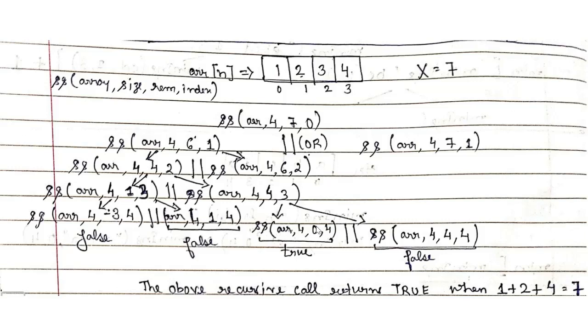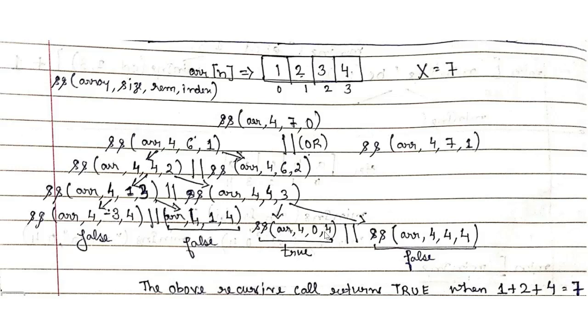As soon as I recurse for array 4, 0, 4, what does this say? This says, look, that I am left with 0 sum. What does this 0 signify? This 0 signifies that I already got a subset which equals 7. That's why I would have got a 0 over here. Otherwise I would have surely been left with something else.